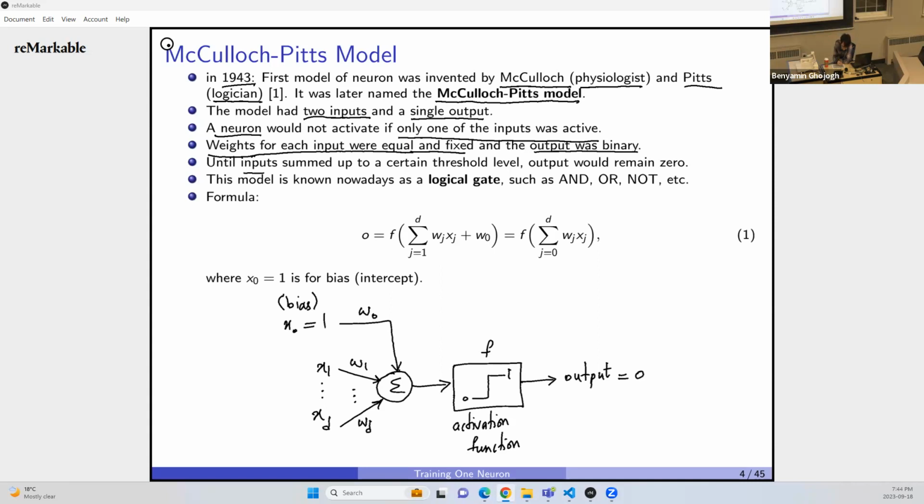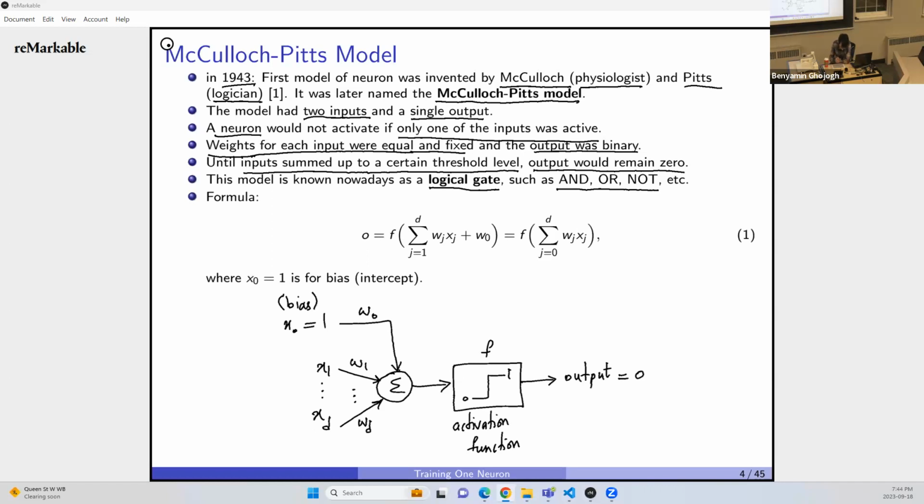Until inputs summed up to a certain threshold level, the output would remain 0. After some threshold, the output would become 1. They were inspired by the biological neuron. A biological neuron also works with some thresholds. In other words, after that threshold, the neuron is fired. This model is known nowadays as a logical gate, such as AND or NOT. So now I think you can also see the history of logical gates as well.